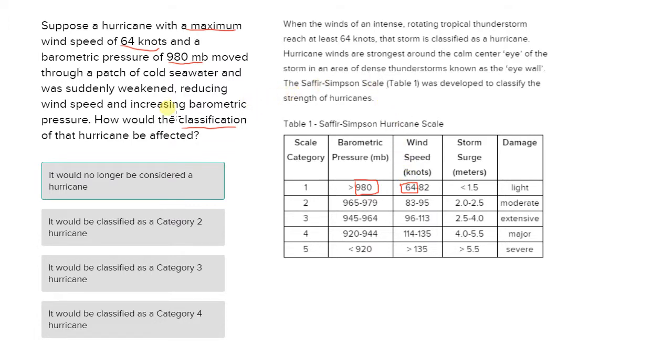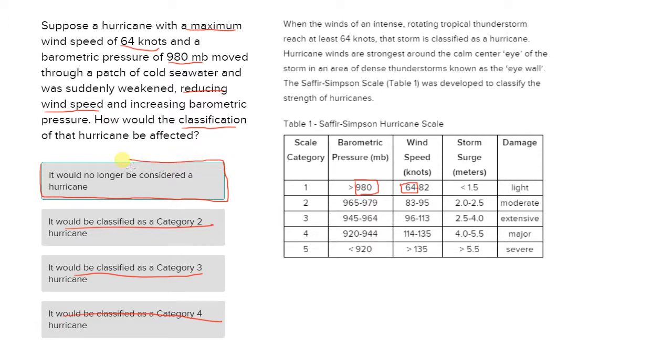And so if we decreased the wind speed, right? If we dropped the wind speed to say 63 or 62 or 61 knots, we would no longer be on the chart, which would not make us a category 2 because we're not increasing the wind speed. It would not take us to category 3 because we're not increasing the wind speed or decreasing the pressure like we would need to. And the same for category 4. So even if we just eliminated these answers, we could get to our answer choice, which is the right answer, which is A.